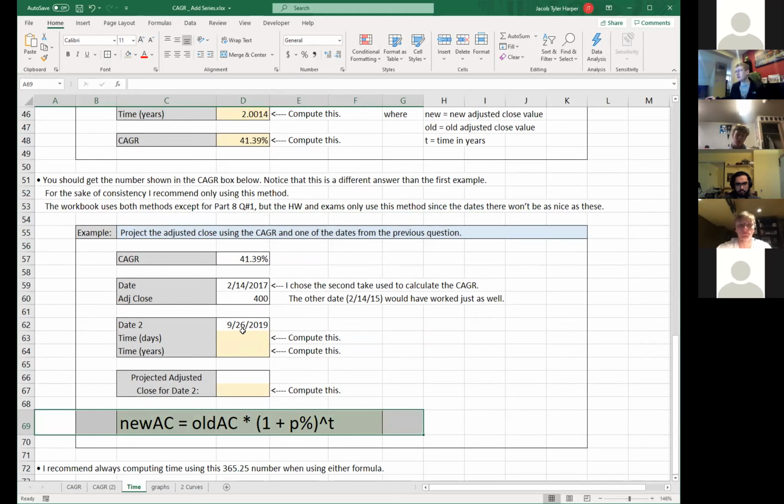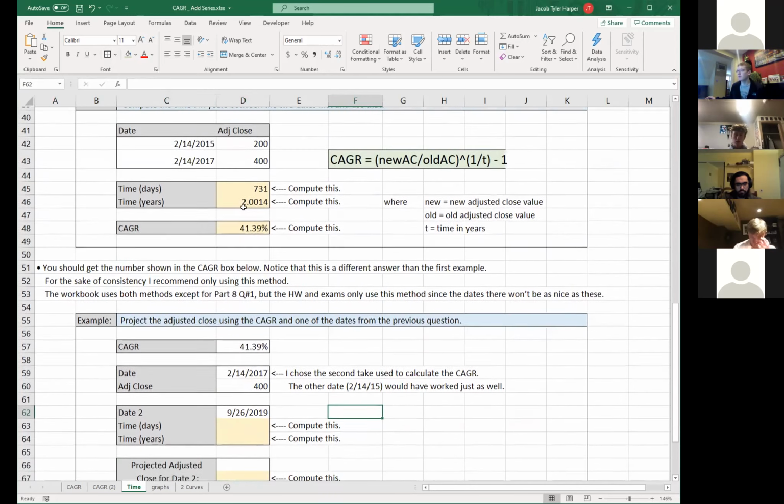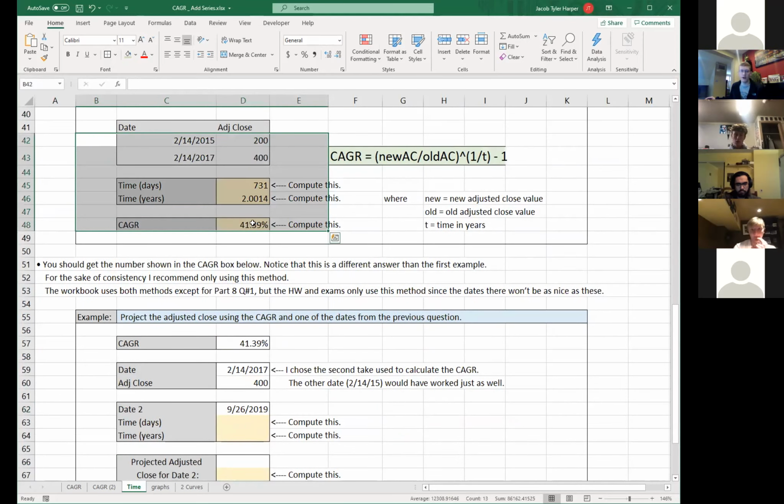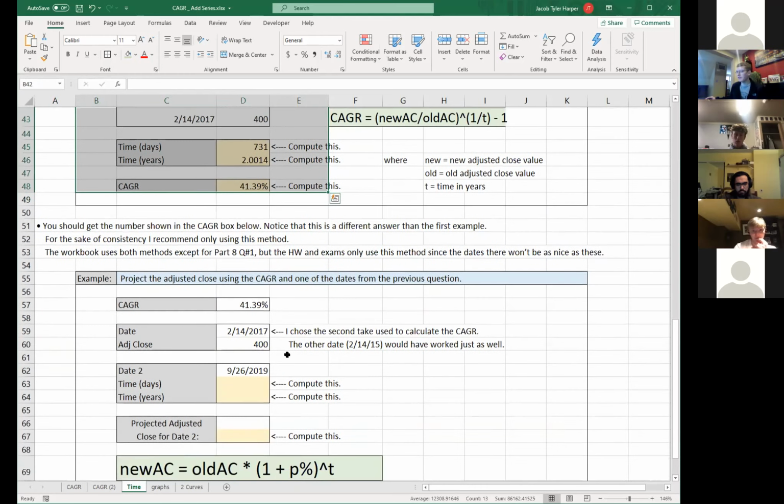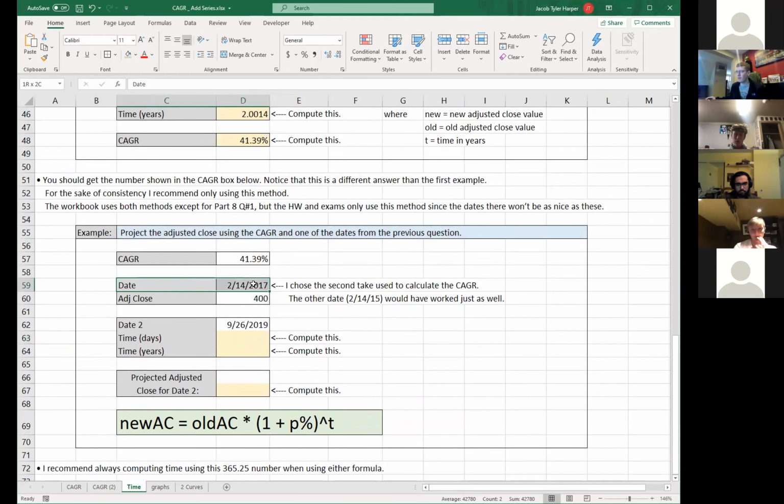So let's try this really quick. What do we need to know? We need to know the old adjusted close that we're starting with. So I pick a date, I find the adjusted close. We need to know the percent that we're increasing by. That's going to be the CAGR. And we need to know the number of years. Okay, that's the only thing I don't have so far. So what I'm doing is I'm continuing this work from before. I already know the CAGR. I'm going to take that second date. And now from this date, I'm going to compute how many days have passed. How many years is that?